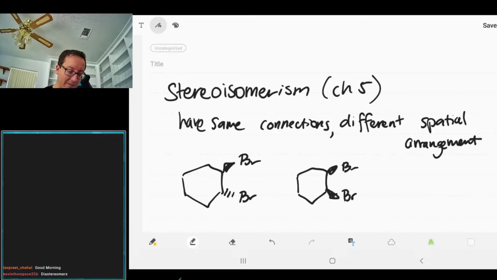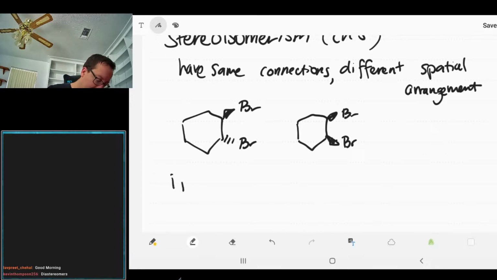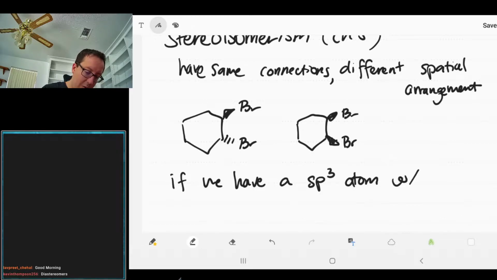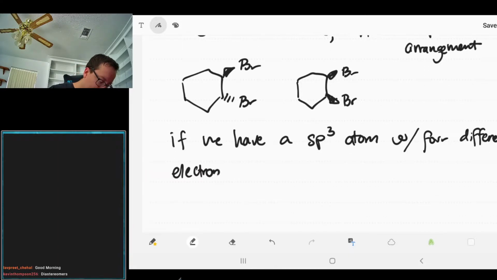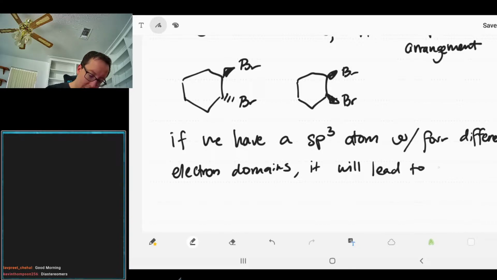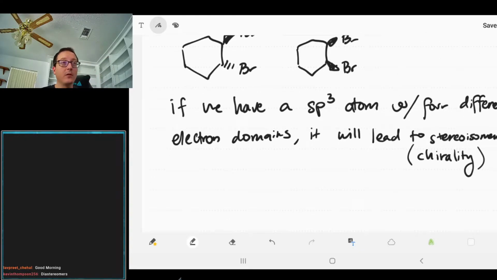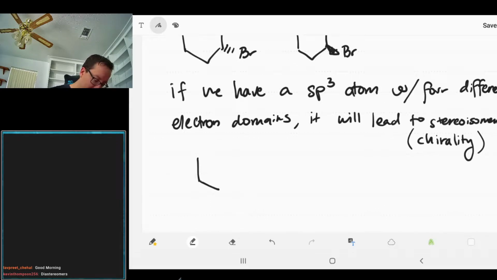So what it really comes down to, though, is if we have an sp3 carbon, or it doesn't have to be carbon actually, it's an sp3 atom with 4 different electron domains. It will lead to stereoisomerism. And another word for this is called chirality. Chirality. Yes, those are diastereomers of each other. Yes, correct, up there. If we look at a molecule, we'll see what this is.